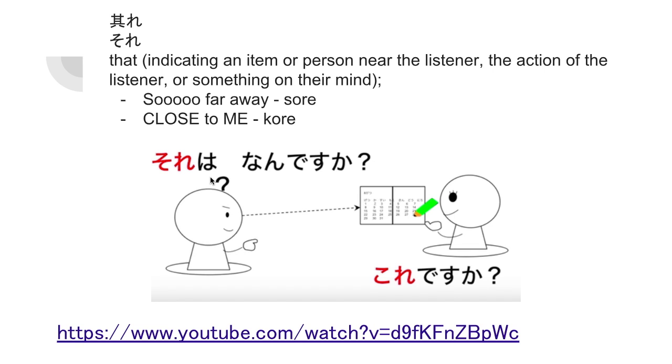So if I break down the sentence, this would be sore, that. This is a particle I'll talk about more later in the course. Nan means what. Des, to be. Ka is a question particle. So altogether it's that, what, to be. What is that? Sore wa nan desu ka?